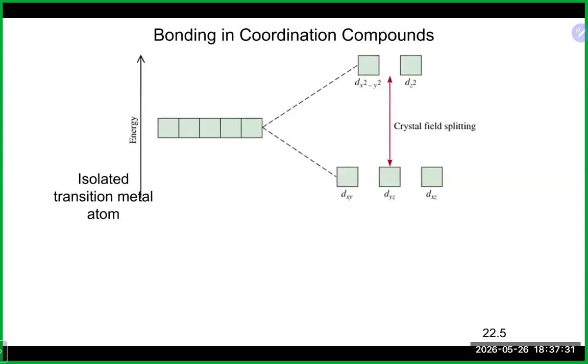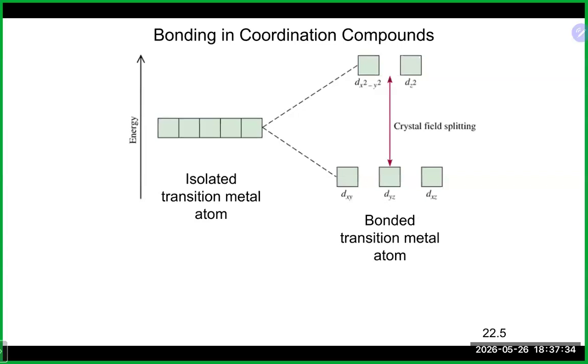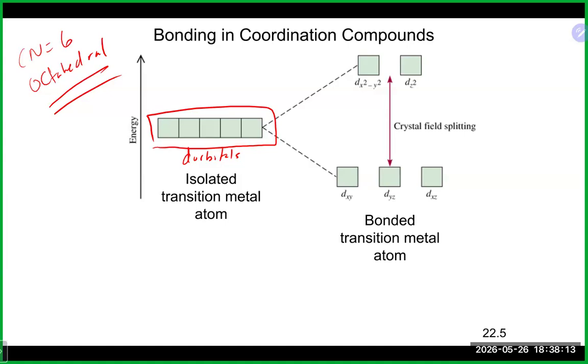Now, without any ligand present, all 5 of those d orbitals will be basically the same energy. What happens though when they start to bond and we get some ligands attached, we actually get some splitting of those d orbitals. What we're looking at here, by the way, is a coordination number of 6. And this is the octahedral splitting that we are looking at specifically here.